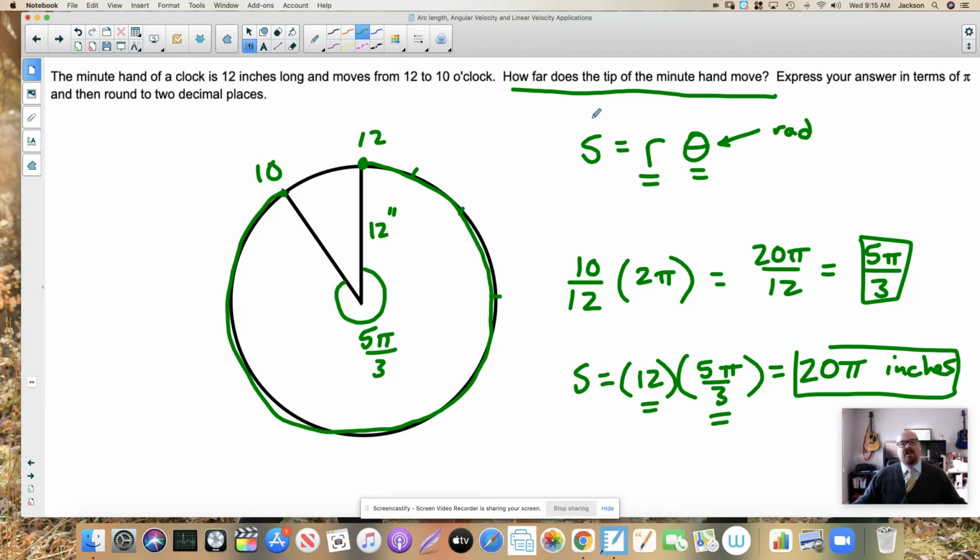But bottom line is, we're finding arc length. We're using this formula, and we had to figure out what that angle was in radians to start. And we typically leave our radians in terms of pi when we do this calculation. All right.